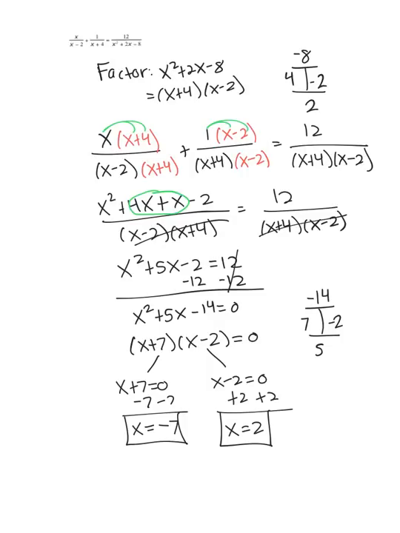Looking at our original common denominator, circling it in yellow here, your domain restrictions would be that x cannot equal -4 or +2. One of the answers that we got was +2, so we're going to cross that one out, and the only answer we get is that x is equal to -7.